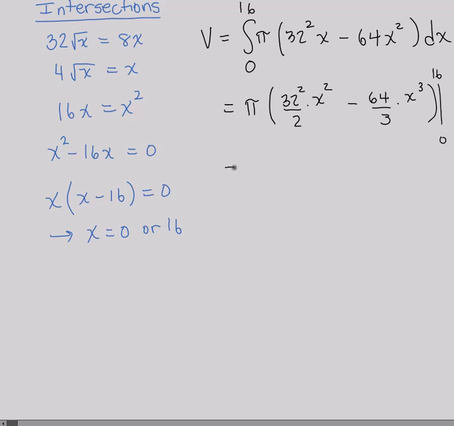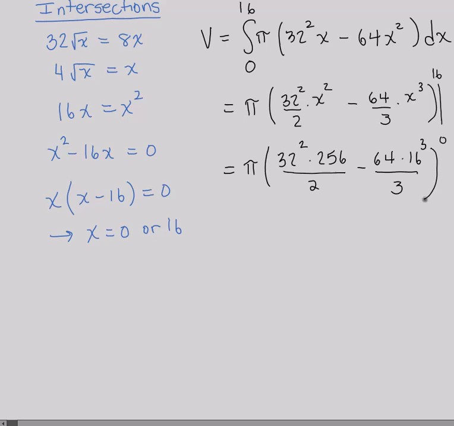So plugging and chugging here. The 0 is not going to be a contributor. So our 16 gets plugged into that x. That's going to give us 16 squared, which is 256. This is all divided by 2, minus 64 multiplied by 16 cubed, all divided by 3.